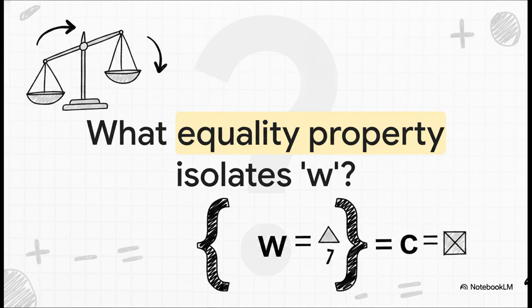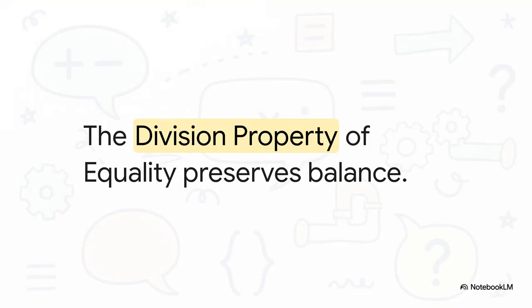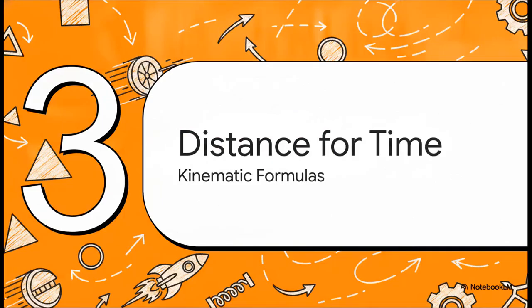All right, it is time for a quick pause check. Take a second and think about this. What specific property of equality did we just use to isolate W in that formula? A equals LW. Did you say the division property of equality? Because if you did, you hit the nail on the head. Since we used the inverse operation of division on both sides of that equal sign, we successfully preserved the balance. Awesome job. Let's keep rolling.